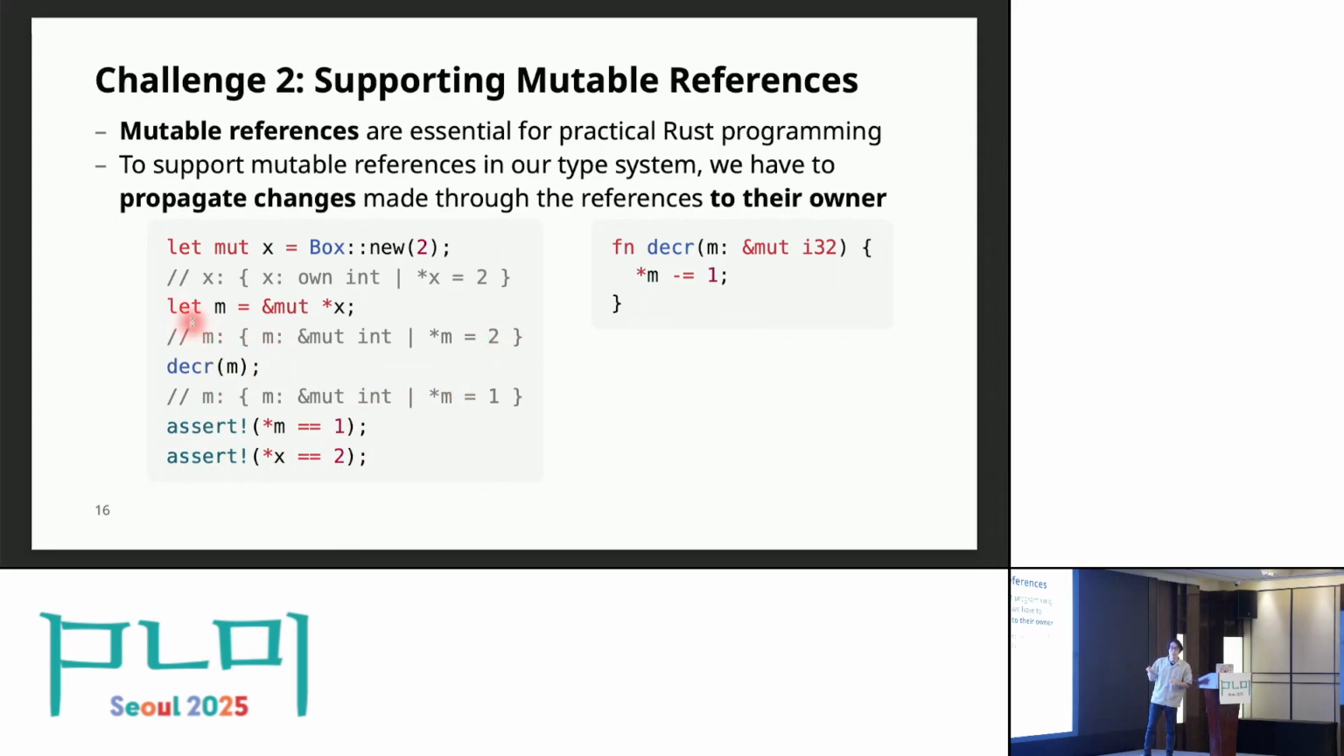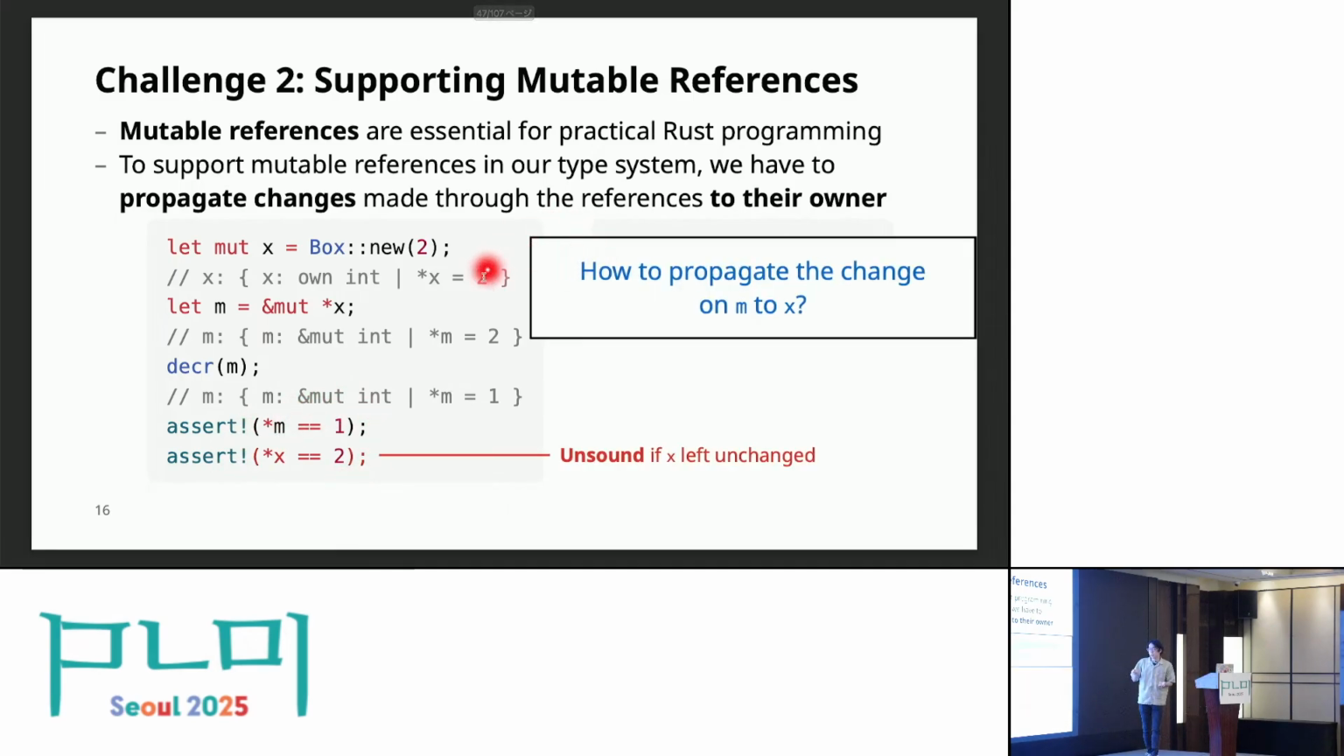And in this next line, we call a decrement function that decrements its argument by 1. Suppose that this system can in some way give a type to m to be decremented by 1, time equal 1. So this can successfully discharge this assertion about m, but we also have an assertion on x, and according to the aliasing between m and x, the last line's assertion will fail at runtime. But since we didn't change the type of x, this system incorrectly concludes that this holds, so this is unsound, and we have to deal with this.